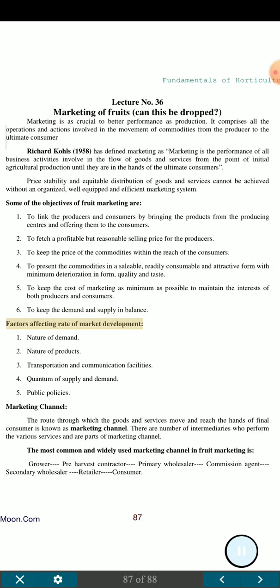Factors affecting rate of market development: 1. Nature of demand. 2. Nature of products. 3. Transportation and communication facilities. 4. Quantum of supply and demand. 5. Public policies. Marketing channel.